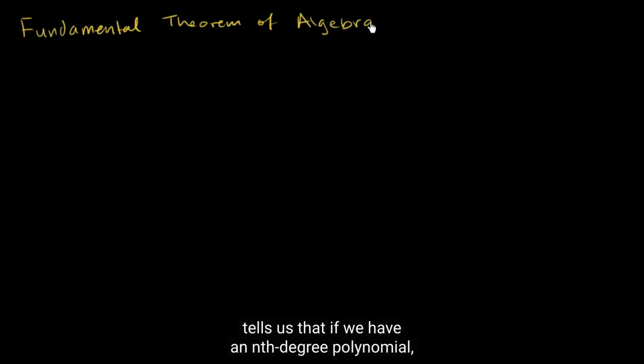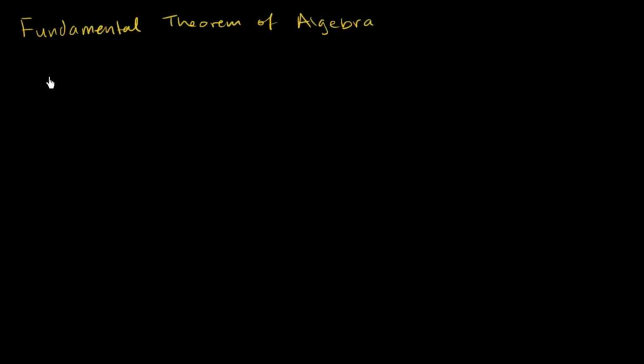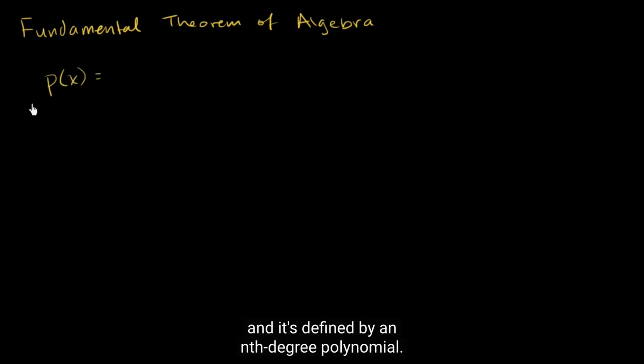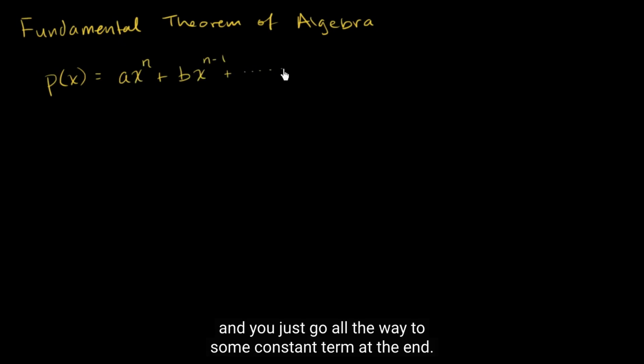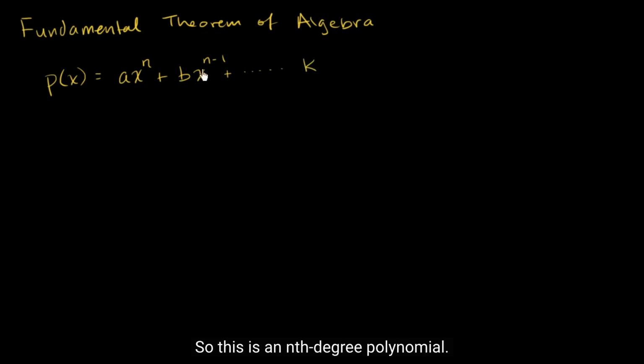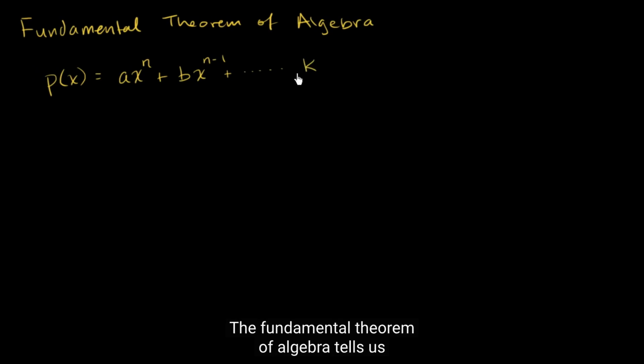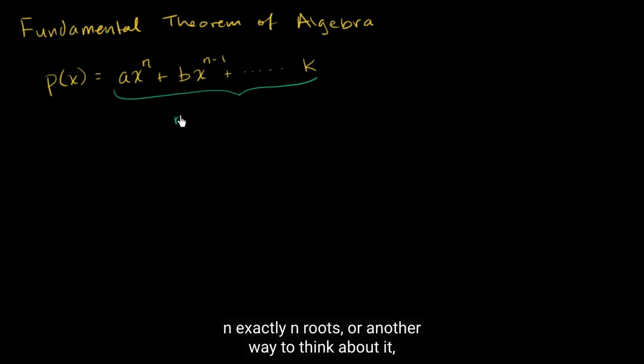The fundamental theorem of algebra tells us that if we have an nth degree polynomial, so let's write it out. Let's say I have the function p of x, and it's defined by an nth degree polynomial. So let's say it's a x to the n plus b x to the n minus 1, and you just go all the way to some constant term at the end. So this is an nth degree polynomial. The fundamental theorem of algebra tells us that this nth degree polynomial is going to have n roots.